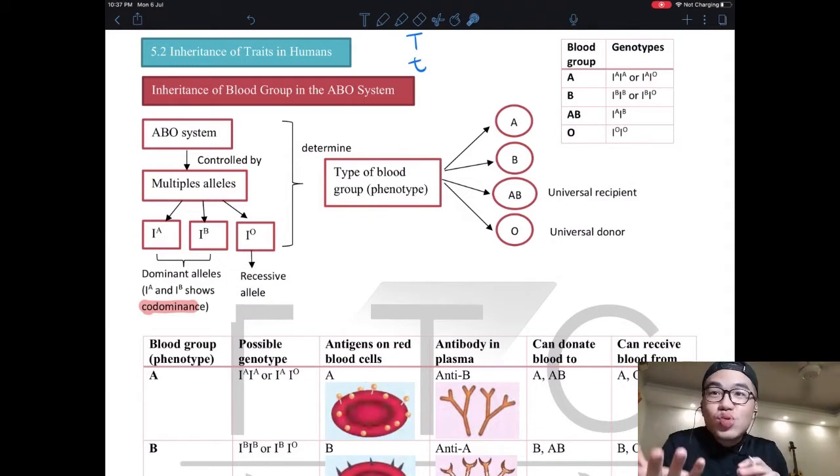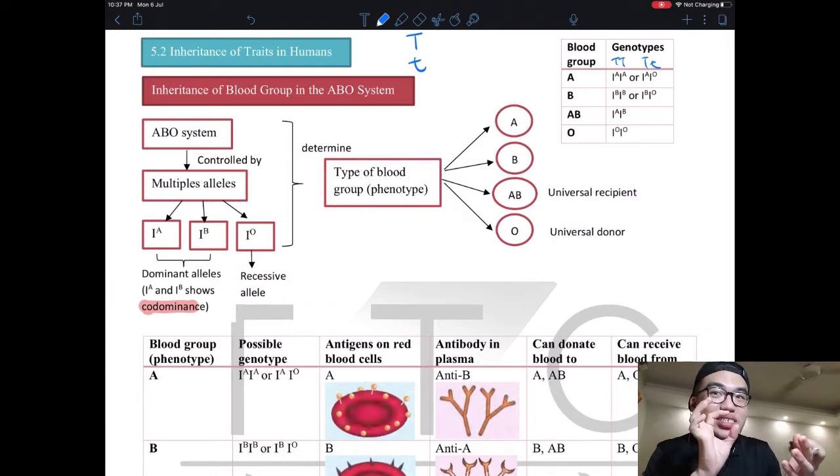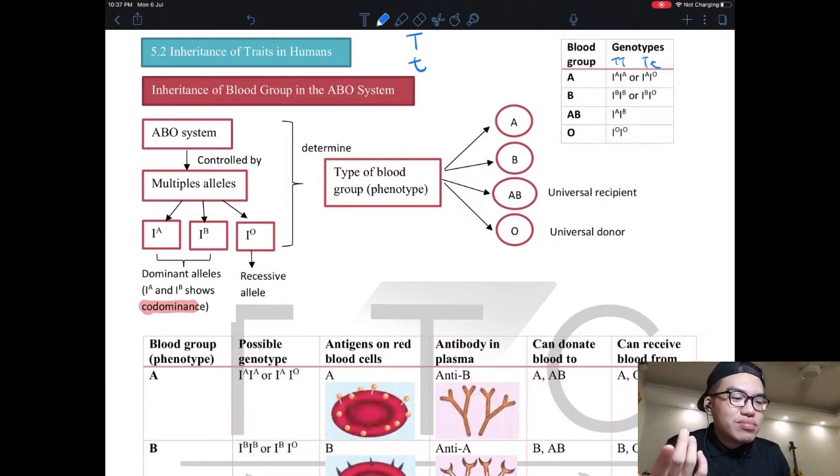Like last week we learned, if you are tall, you can be either 2 big T's or 1 big T and 1 small t. They both still produce tall individuals, but the big T, small t one has a recessive gene there, and it will not affect you, but it will affect your children. Same case here. As long as you have an A here, then you have a dominant gene, and you are blood type A. For B, same case, you have either IBIB or IBIO. You have either 1 dominant gene or 2 dominant genes.